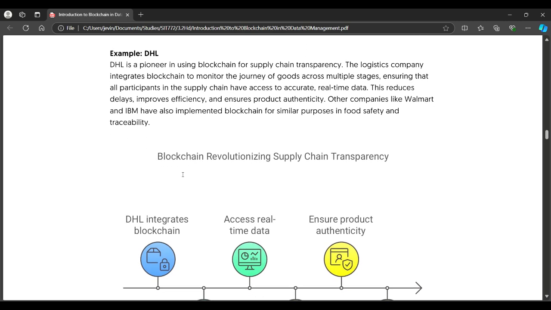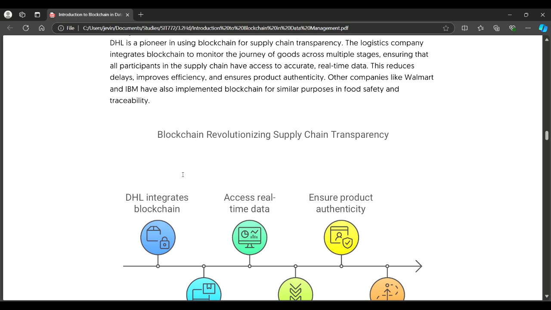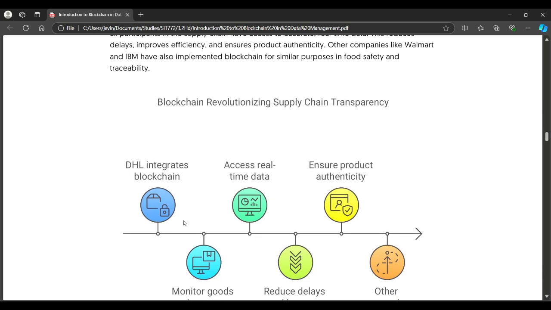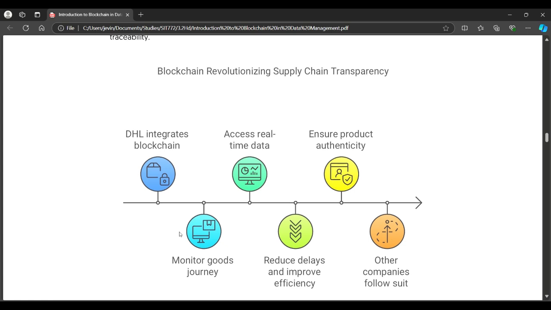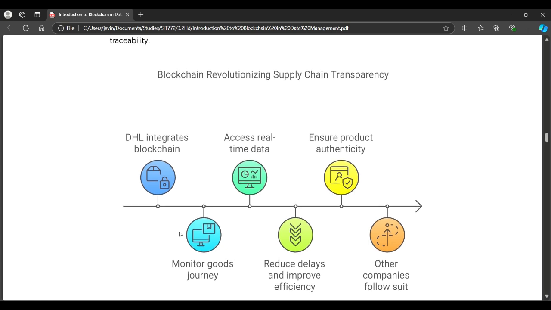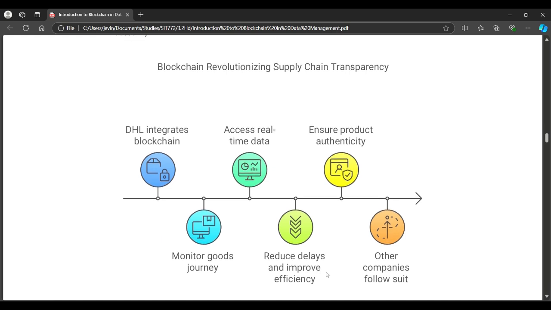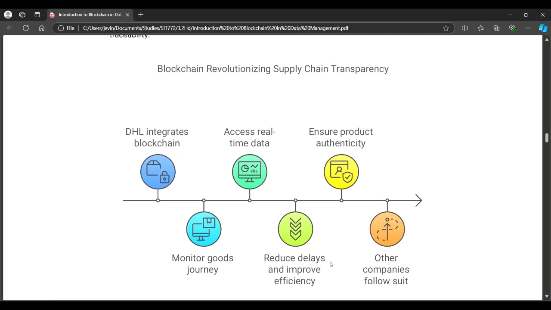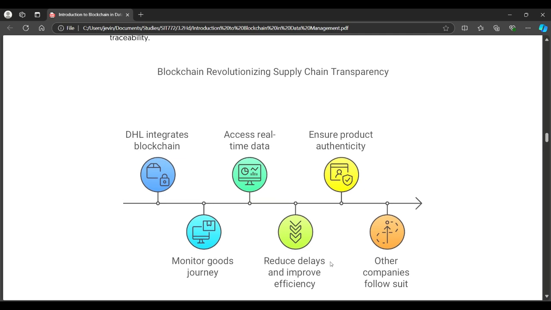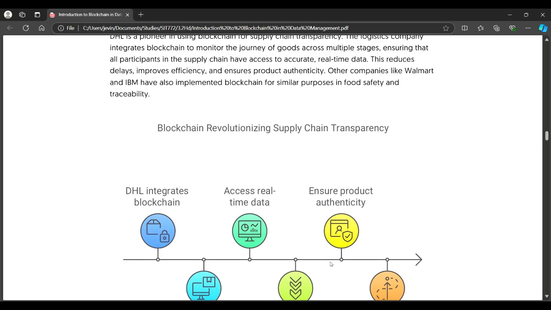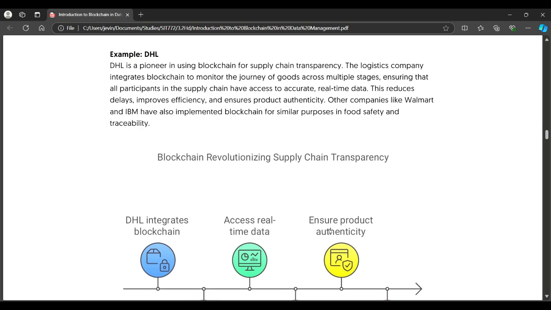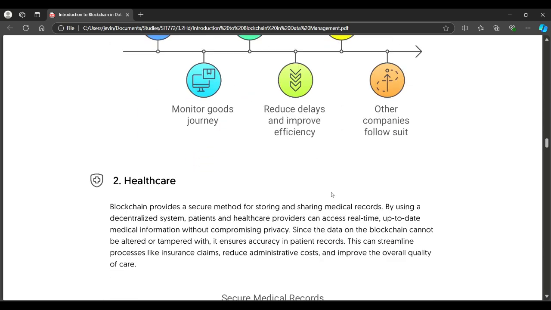For example, when DHL integrates blockchain in their database, a monitoring system tracks goods and accesses the real-time database, which reduces delays and improves efficiency. Finally, it ensures product authenticity, and other companies can follow suit, working in a real-time database that is much safer.